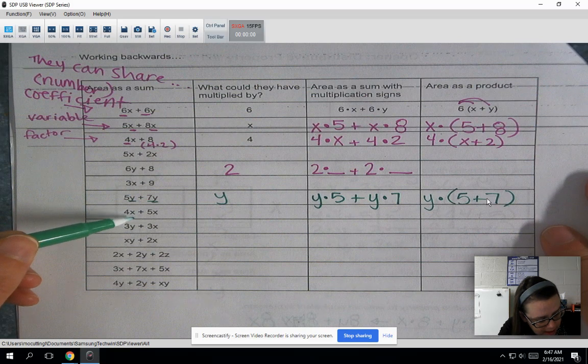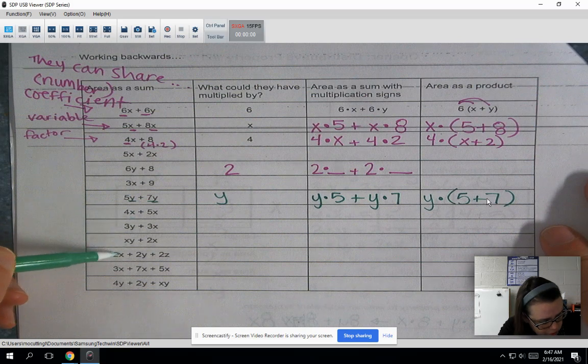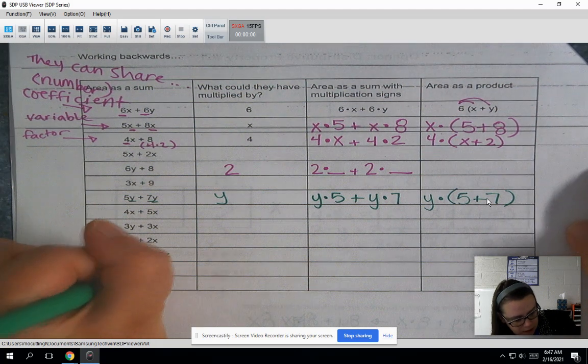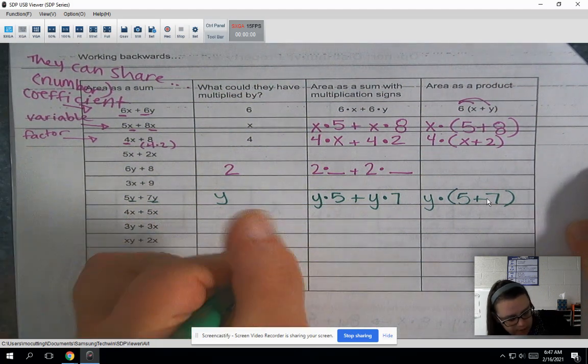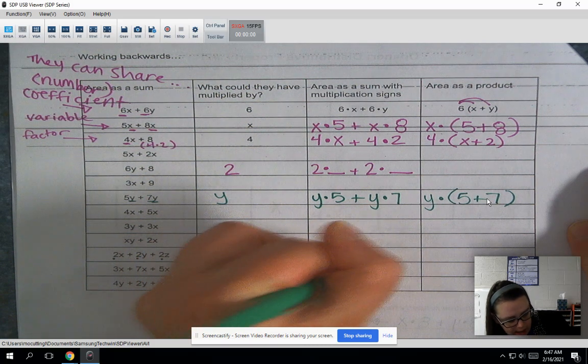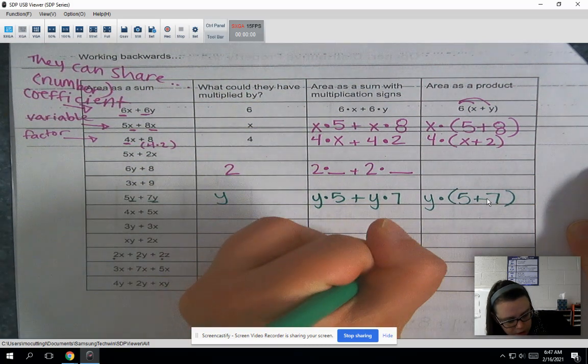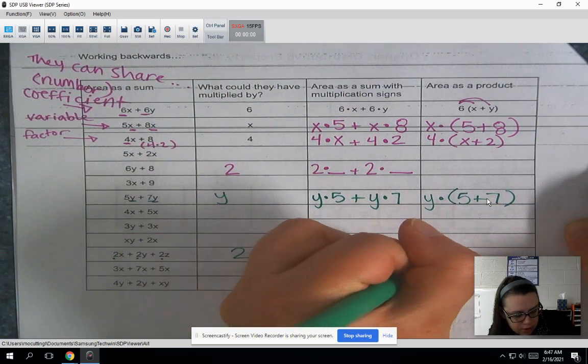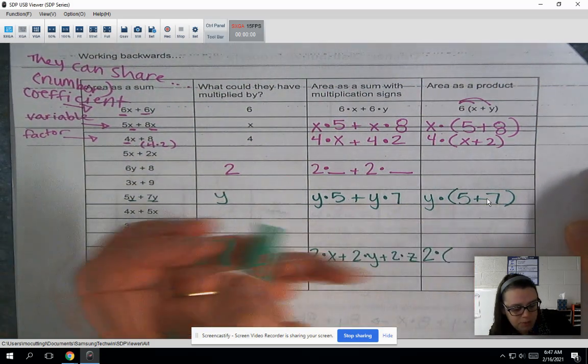Here they multiplied by x. Down here they each have a 2. 2 and a 2 and a 2. So they multiplied by 2. So 2 times x plus 2 times y plus 2 times z. So 2 times the quantity x plus y plus z.